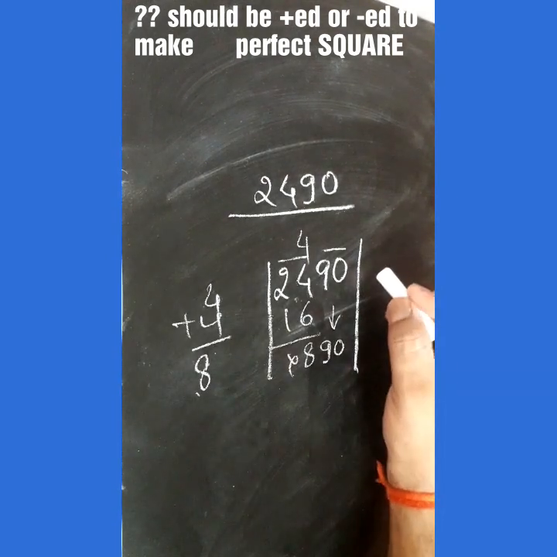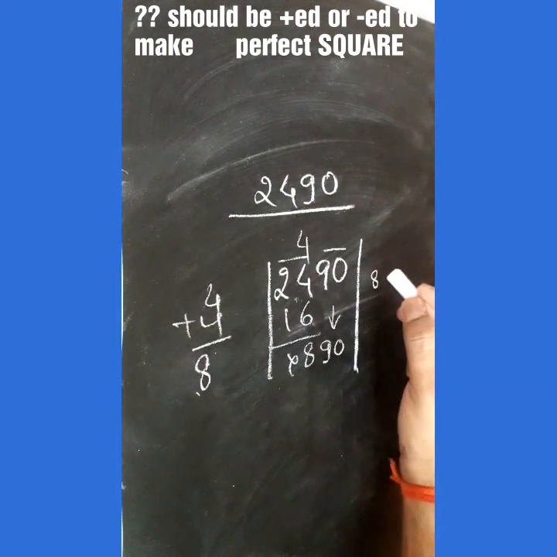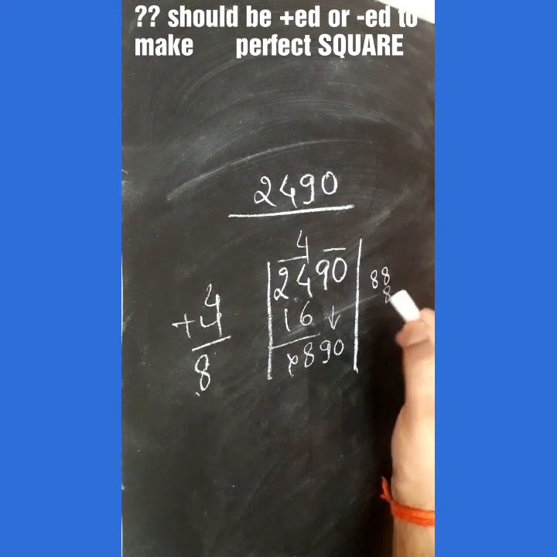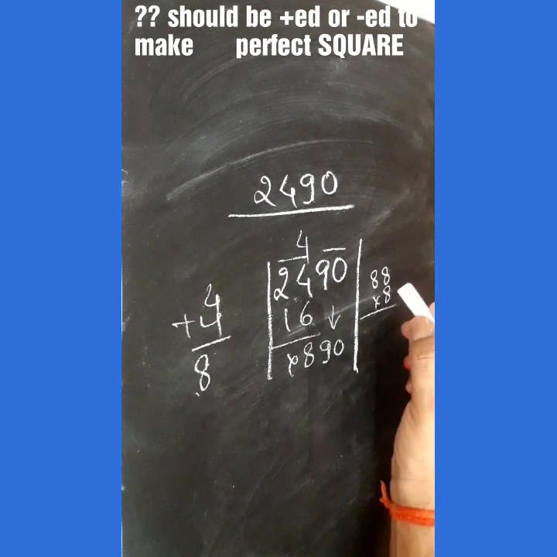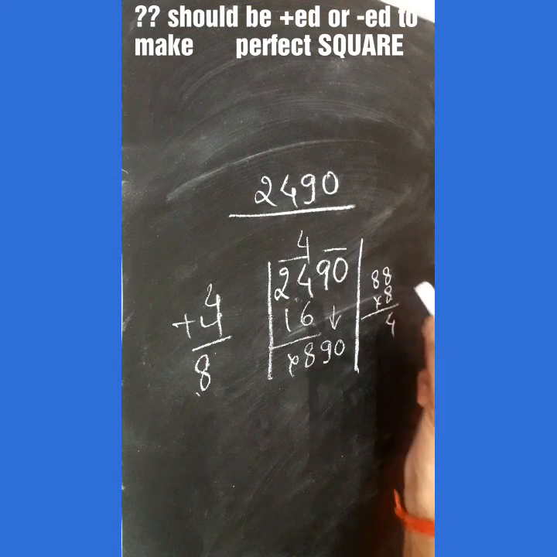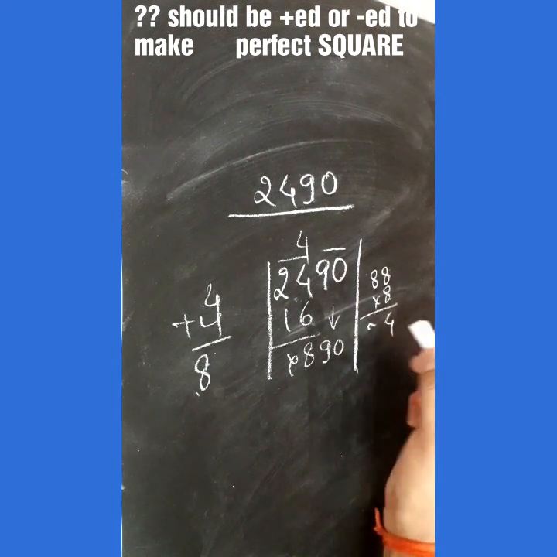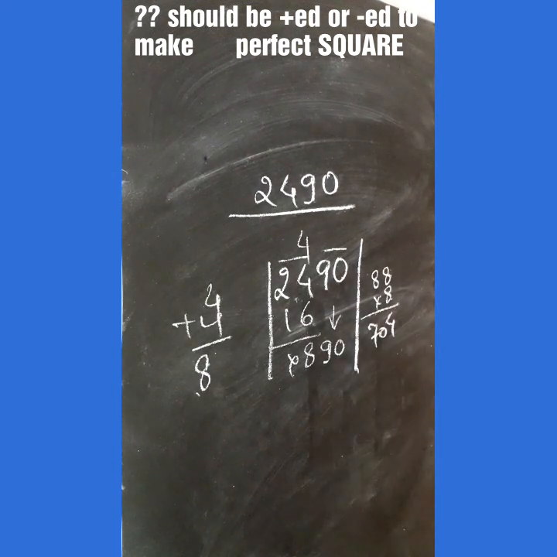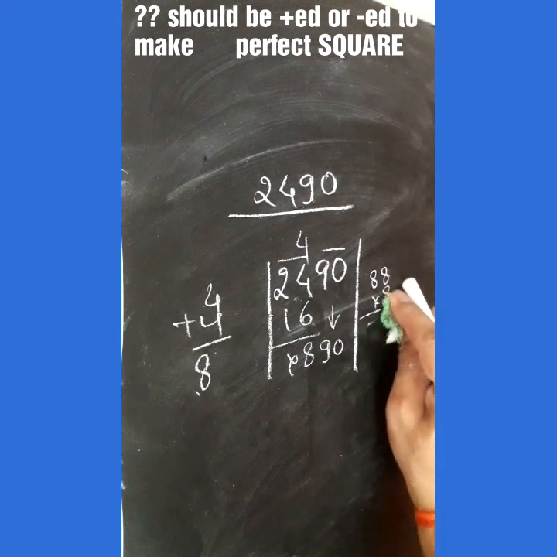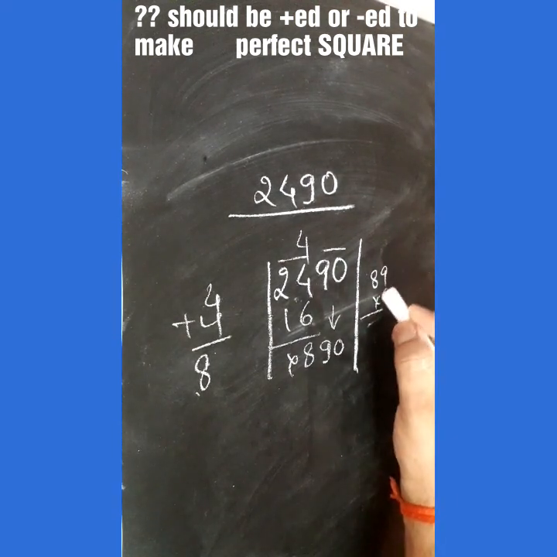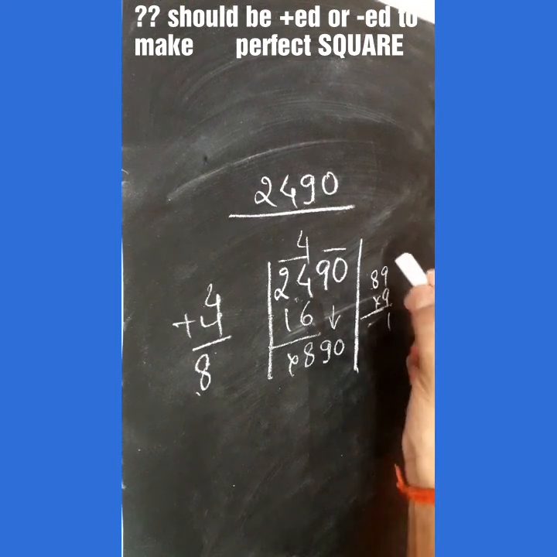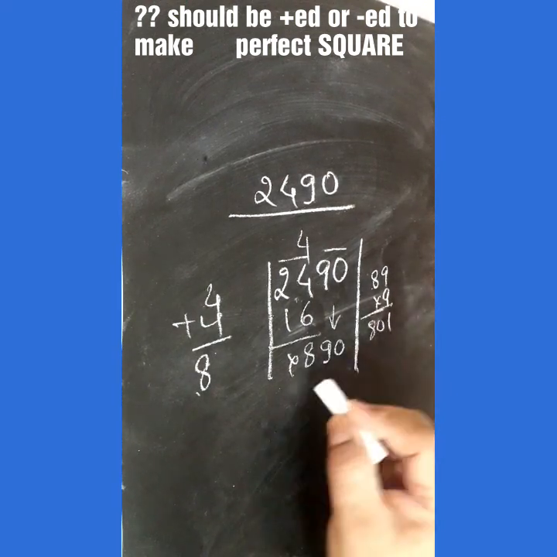Now we will check what number we can take with this 8. Let us take 8 and multiply it by 8. 8 times 8 is 64. 8 times 8 is 64, and 640, 704. Let us check it with 9. 9 times 9 is 81. 9 times 8 is 72, plus 8, 80. 801, we are getting.